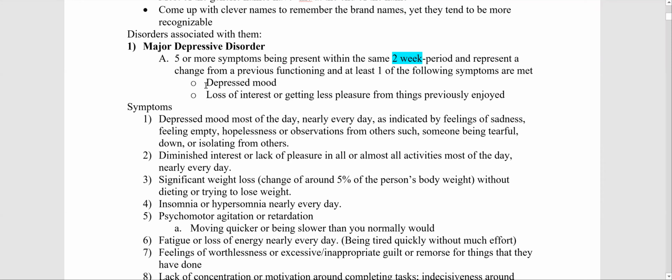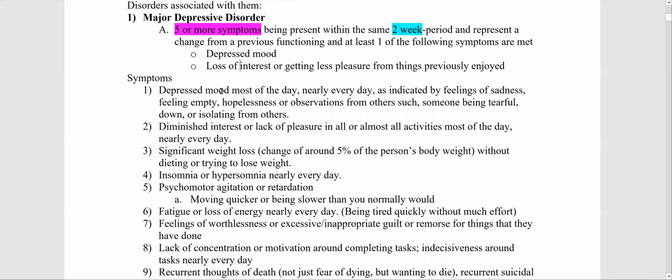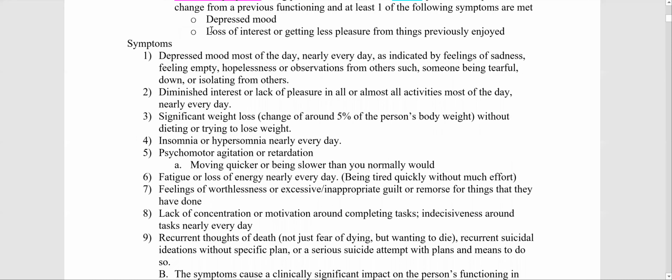And one of the following symptoms has to be present for it to be diagnosed. So depressed mood or loss of interest or getting less pleasure from things that they would have enjoyed prior to the depressive episode. So you have to have 1 or more of the following: depressed mood or loss of interest or getting less pleasure. And then once you have one of those, you have to have 5 or more of the 9 symptoms.